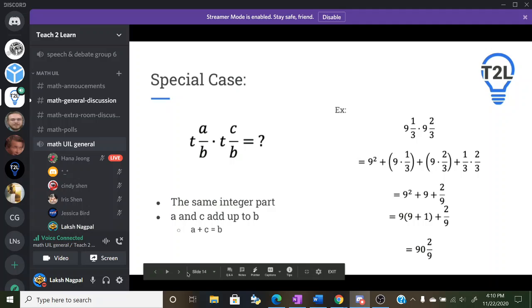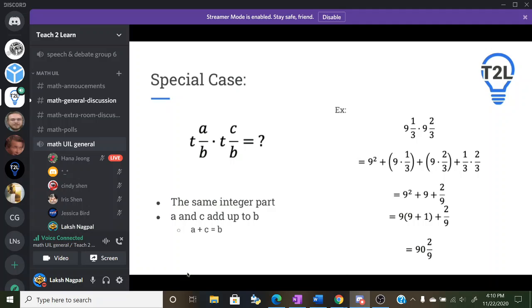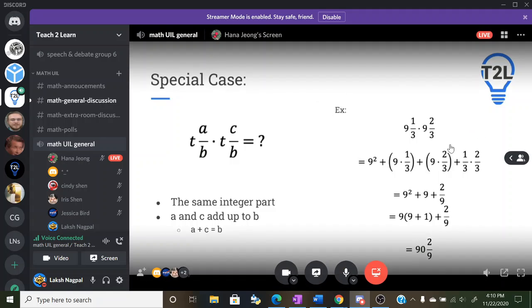Okay, there's one special case with these numbers. If you notice on this one, the fractions actually add up to 1. So like 1/3 plus 2/3 is 1. The integers are the same, but the fractions add up to 1. And with this, you want to apply the same method. So from the model, that's 9 times 9.